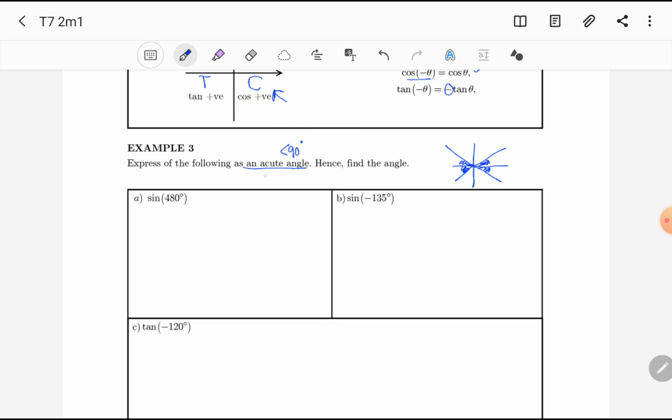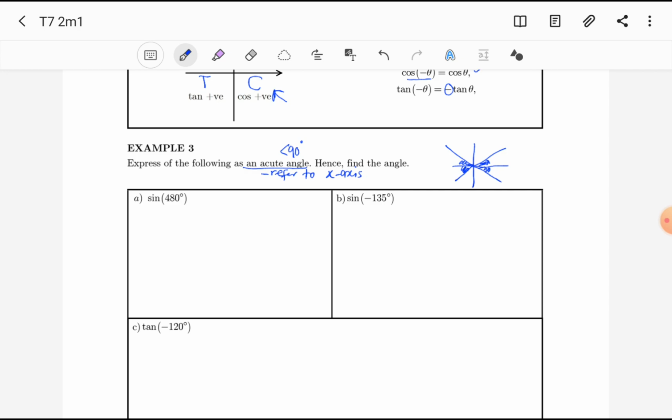Okay, apa maksud acute angle? Angle yang kita refer to x-axis. Nah? Okay, angle yang rapat dengan x-axis. Dan number dia must be less than 90 degrees. Okay.